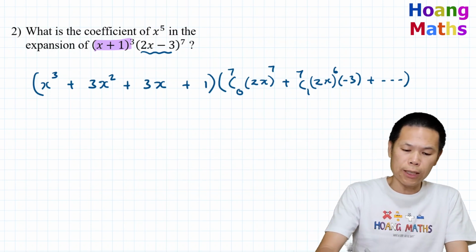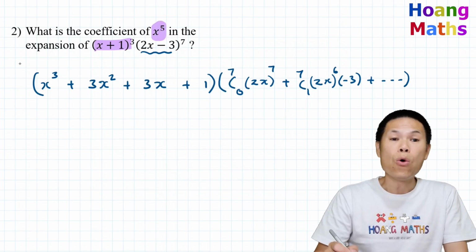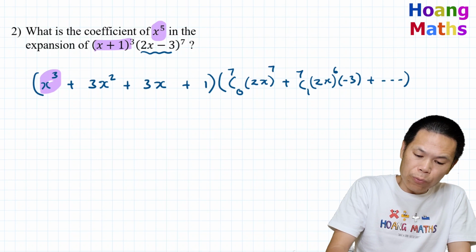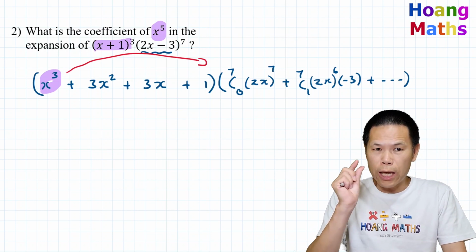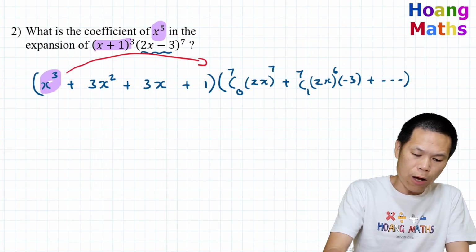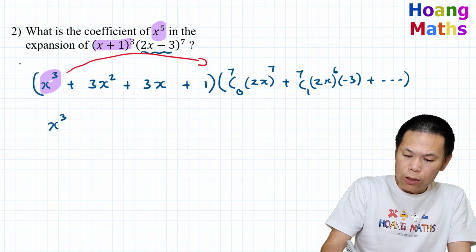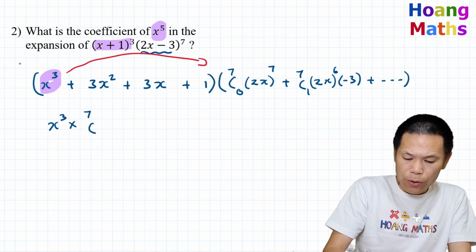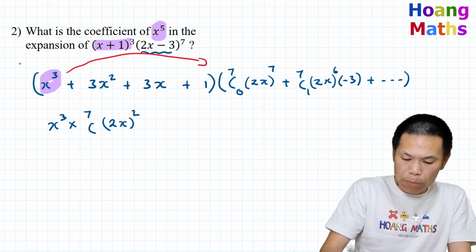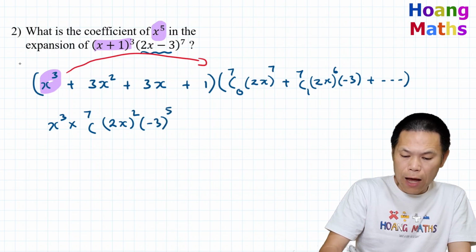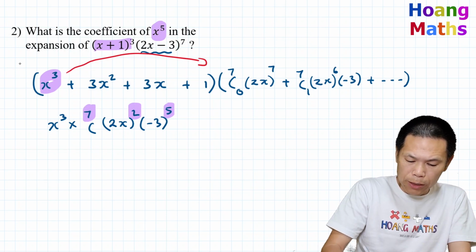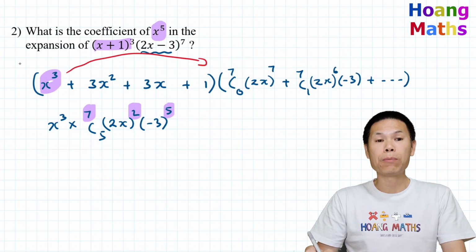So now let's interpret this. Keep that in mind that we need to work out the coefficient of x power 5. If we use this term to times with these terms here to get x power 5, we need x squared. So now we have x power 3, so we need to times the term that has x squared. So we times 7c, let me just write 2x, of course, power of 2. Therefore the other is negative 3 power of 5, because the indices must add up to 7. So therefore it must be 7c5.